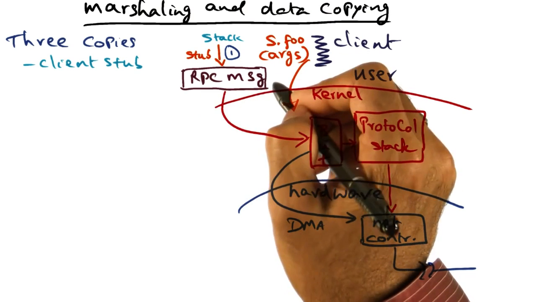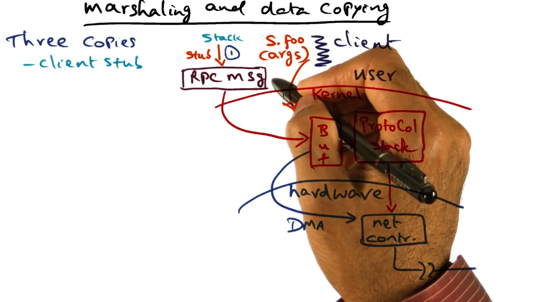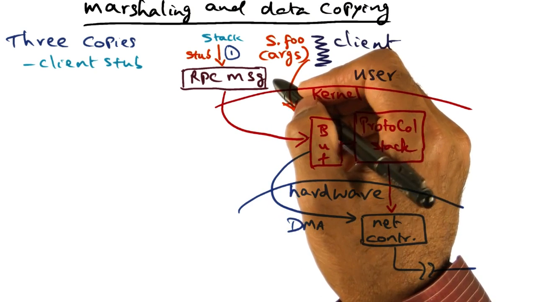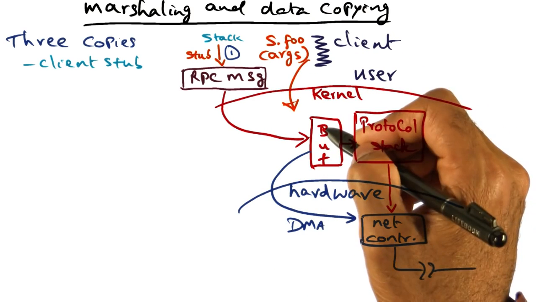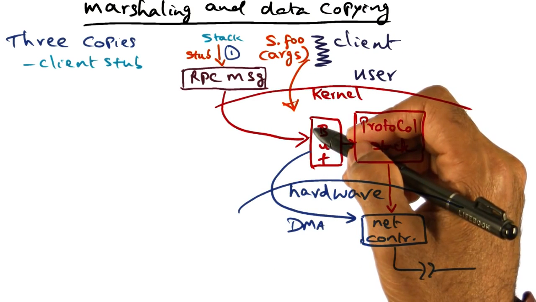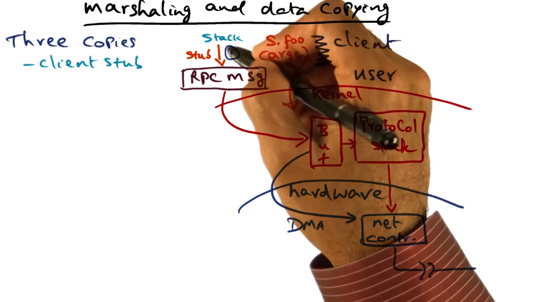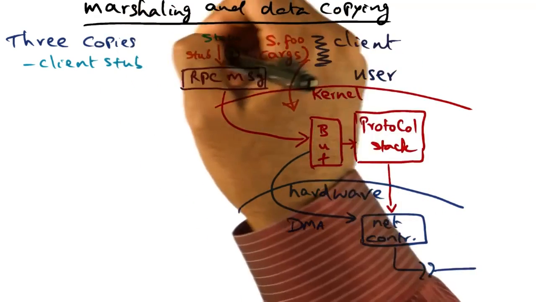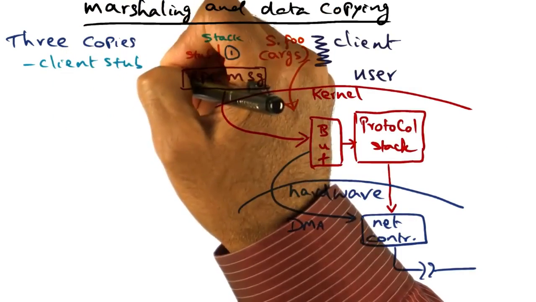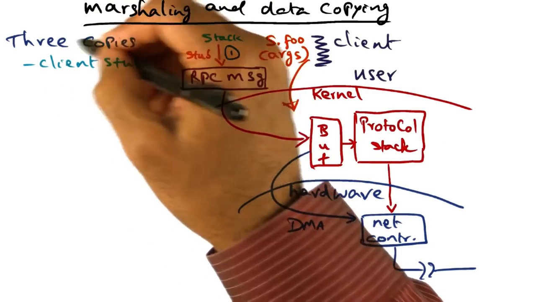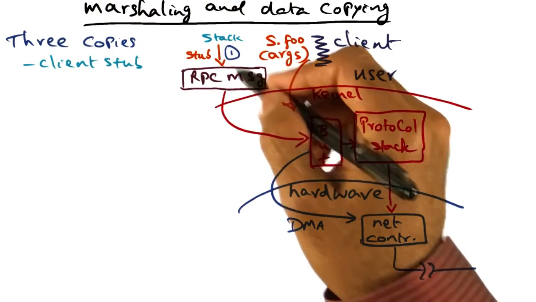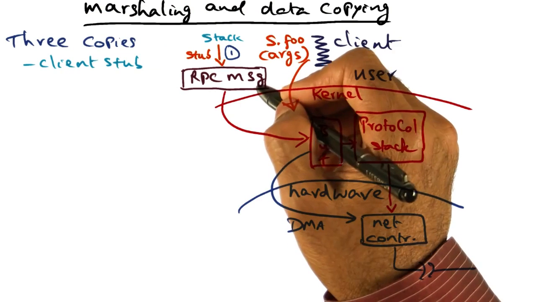So the RPC message has no semantic meaning. It is just a contiguous string of bytes which you can pass to the kernel, and the kernel can then send it out on the wire, just like any other message. So that's the first thing that the stub does, and that's the first source of overhead. The client stub is making the first copy from the stack in order to create an RPC message.